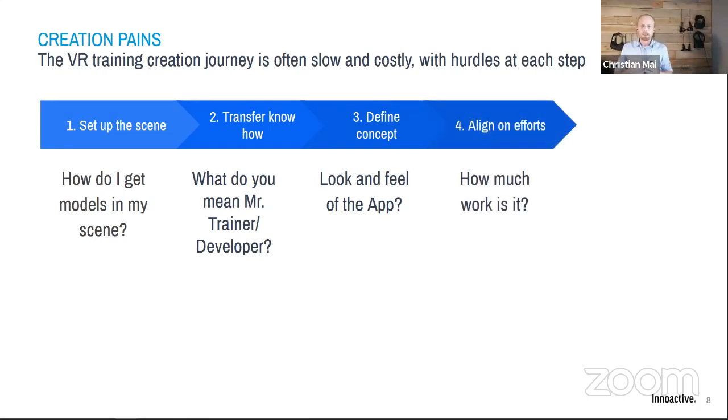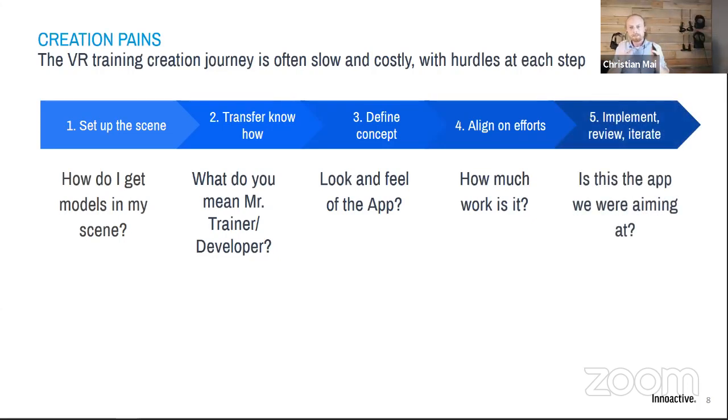If you have all of that, then you need to align on efforts. So you need to estimate how much it will cost at the end to build something. Even internally, if you're a company interested in building VR trainings, you will be asked to estimate the return on investment. And finally, in the fifth step, you have everything together, you build it, you need to iterate. And changing something was not easy because everything that we built was unique. So it was a lot of effort.